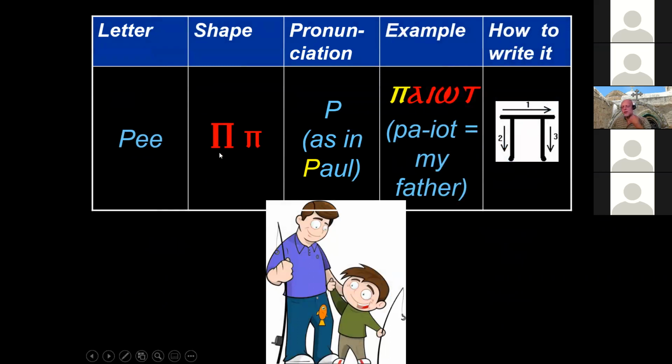In Greek, this is the pi. If you've done some geometry, you know pi, like the measure of the radius of a circle, pi 3.14. So this is P. It looks like a box without a bottom, or like a table, and it's pronounced like a P. Like this word here, pa yot. Pa means my, P-A is pi, and then yot means father. So pa yot means my father.